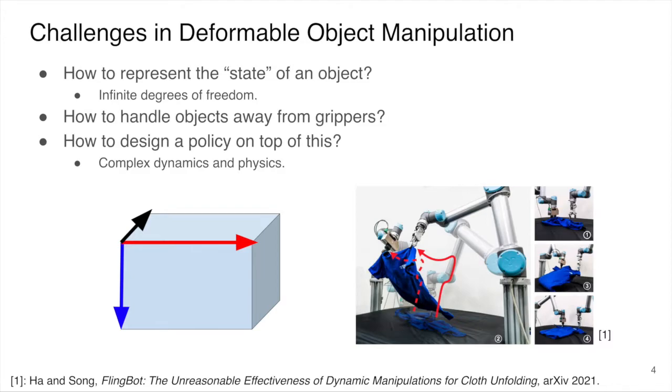In contrast, with a t-shirt, for example, a robot could be fixing points on the t-shirt, but the other points away from the grippers could vary a lot. Furthermore, there are also challenges in designing a policy on top of this because of difficulty with using planning methods, since many planning methods require knowledge of, given the current state and action, what the next state is going to look like?